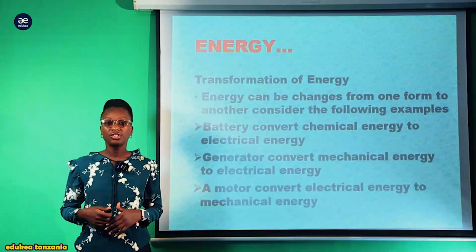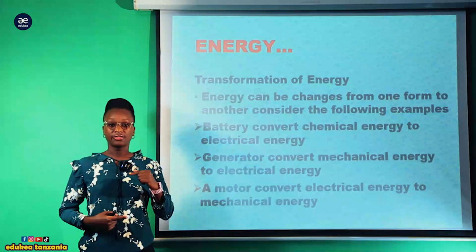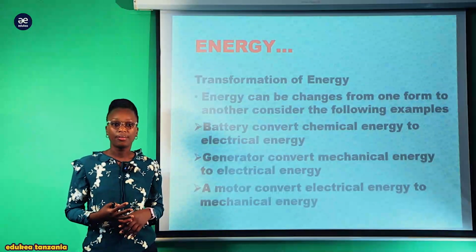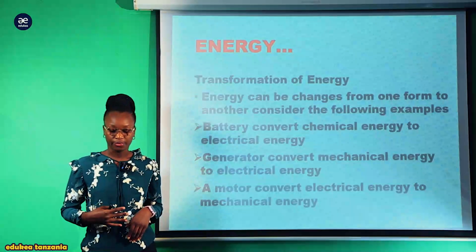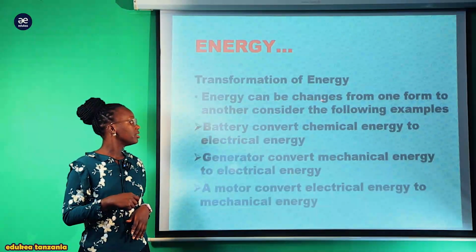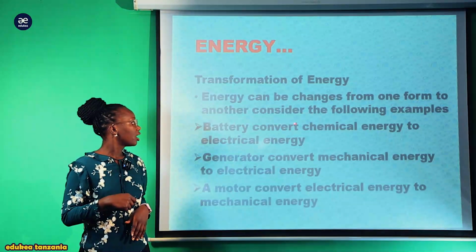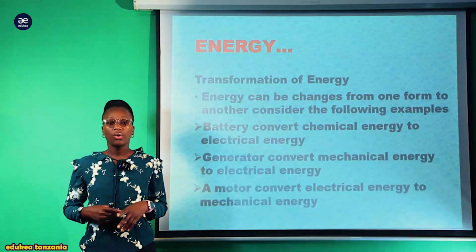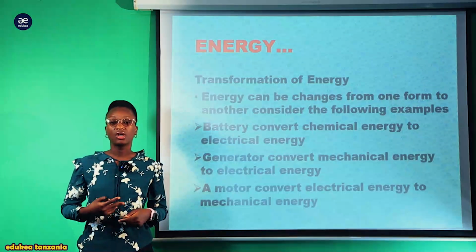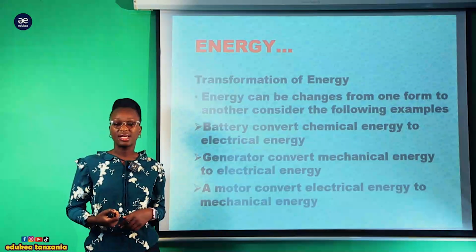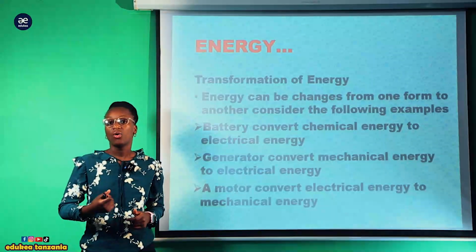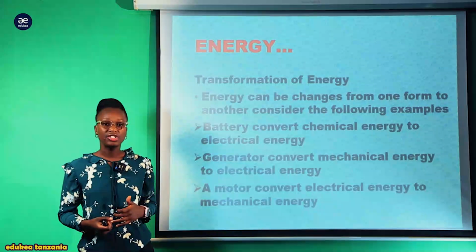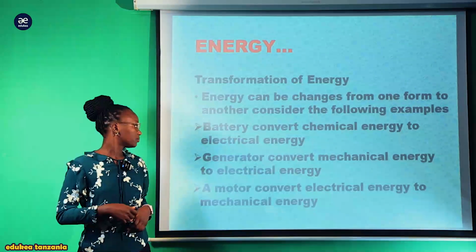Now let's see the transformation of energy. When we talk about transformation of energy here, we are talking about how energy can be transformed from one form to another form. For example, a battery converts chemical energy to electric energy. So you have a battery, and that battery can convert the chemical energy into electric energy, so through the battery we get electricity. So it is from chemical energy to electricity.